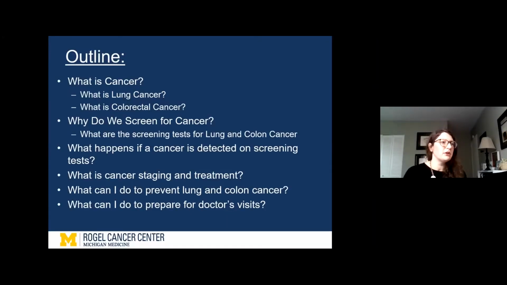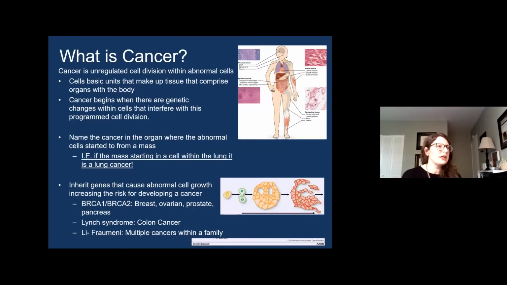I'm just going to give a little bit of background on what cancer is and specifically what we mean by lung and colorectal cancer, and talk a little bit about why we screen for these cancers. And then if a cancer is detected on a screening test, what do we do next? And then talk a little bit about the staging and treatment for lung and colorectal cancer. And then talk a little bit about prevention, and also how to prepare for doctor's visits to share enough information about your family's health history and your health history to provide the right level of screening and detection for these cancers.